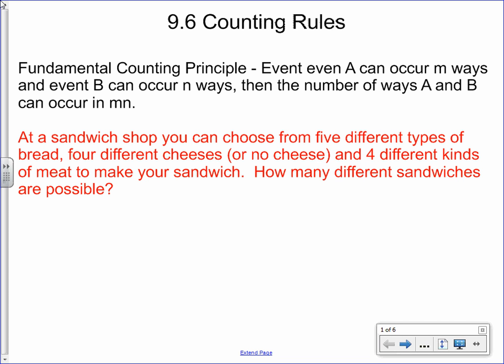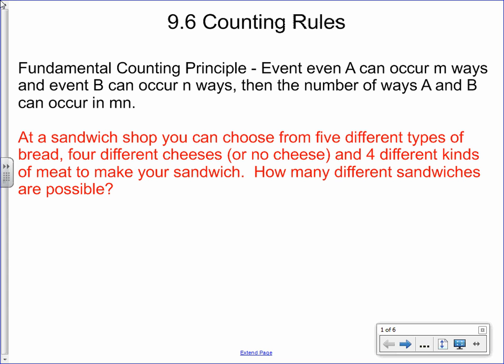We're going to make a sandwich at a sandwich shop. We have 5 different types of bread, 4 different cheeses or the option of no cheese, and 4 different kinds of meat. How many different sandwiches do you really have to choose from?